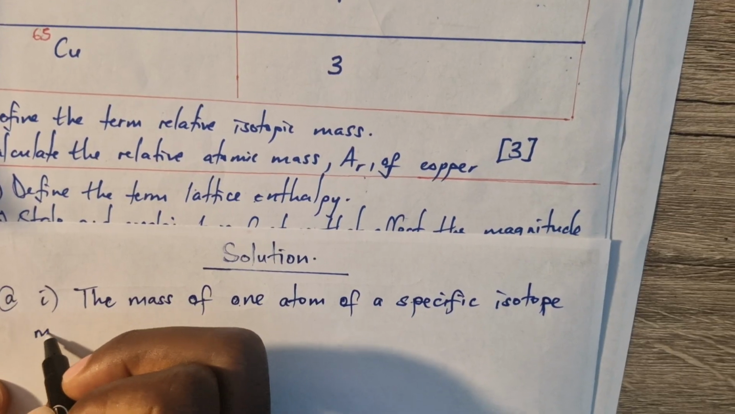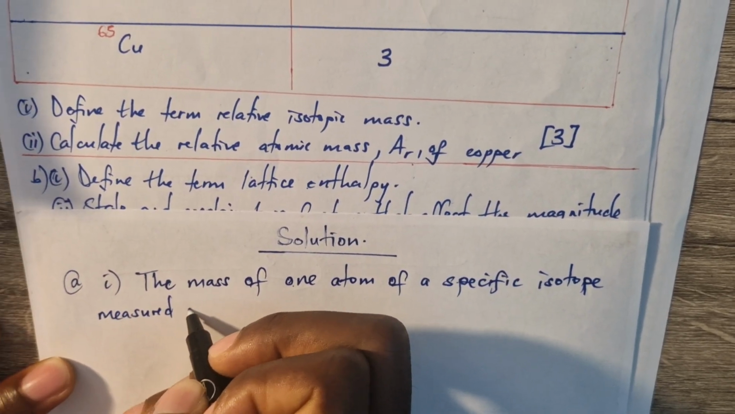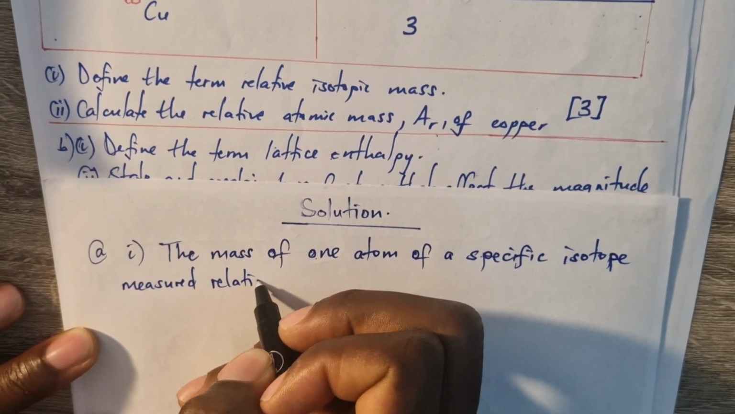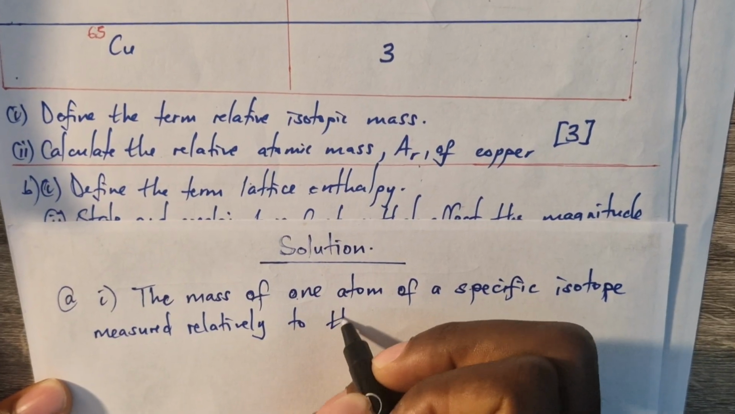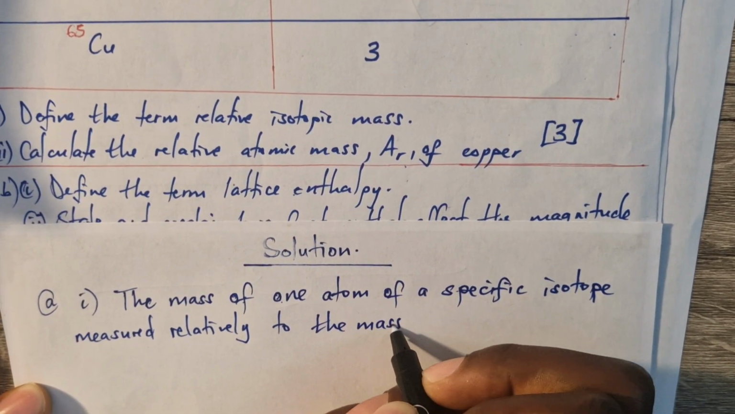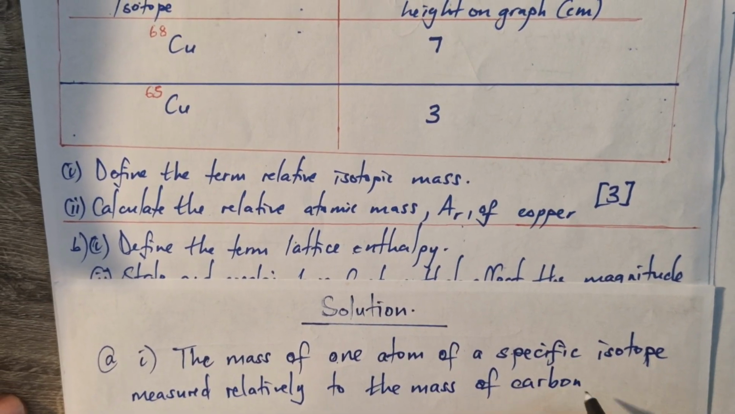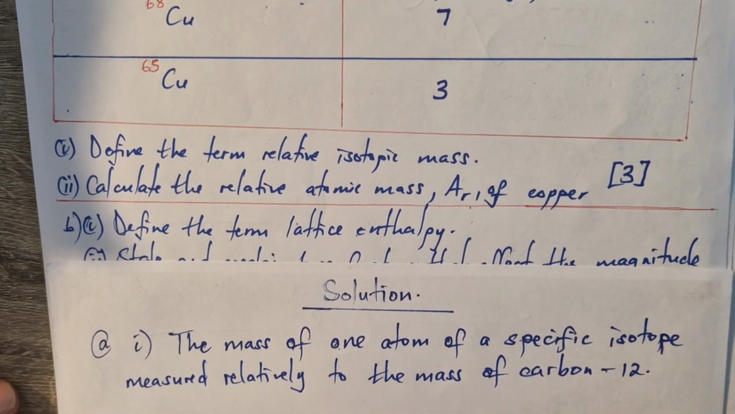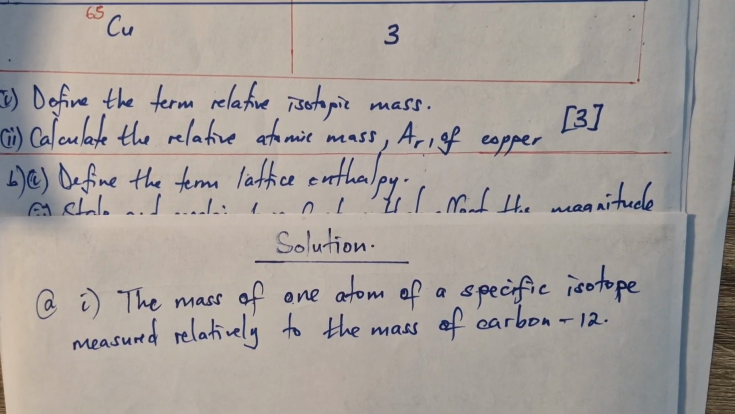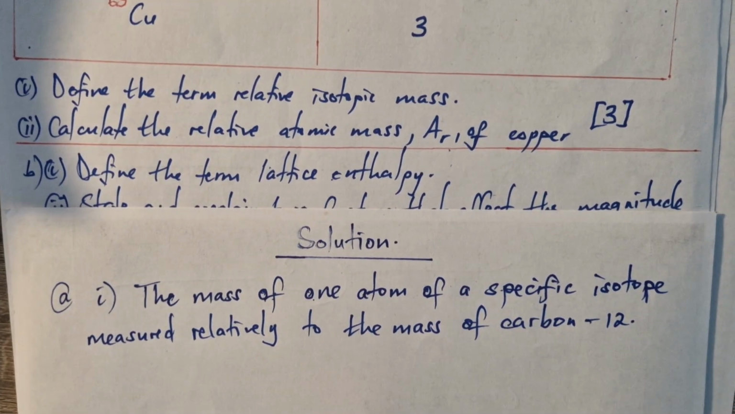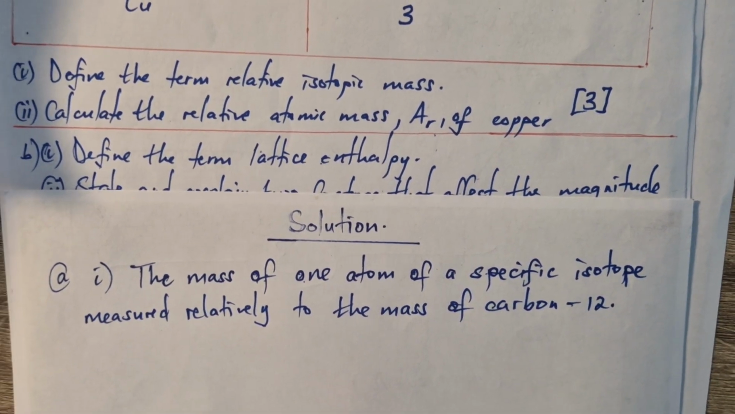measured relatively to the mass of carbon 12. Okay, so that's the definition for the relative isotopic mass. So for the first part we are done.